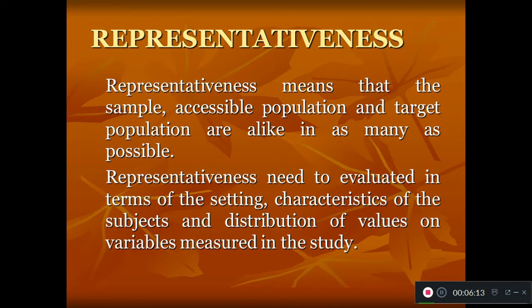So when every person in the sample, the accessible population, the target population, all have similar characteristics as per the sampling criteria, then we can say it is a representative sample. So representativeness should be there whenever we select the sample. Representativeness needs to be evaluated in terms of setting. For example, if we take a sample from the rural areas, all the sample must live in that particular rural area.